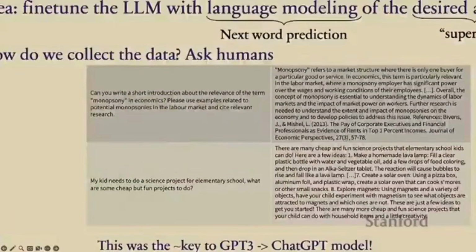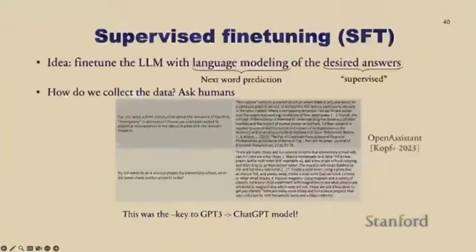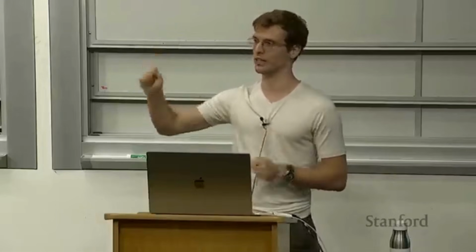So this is an example. Let's read this one. Can you write a short introduction about the relevance of the term monopsony? And then it says monopsony refers to a market structure, blah, blah, blah. And it's a human that wrote that. Actually, this is Open Assistant, which was a way to collect data online from humans. So this type of supervised fine-tuning or alignment is really the key of ChatGPT. This is what made the big jump from GPT-3, which was mostly something that was known by AI researchers, to ChatGPT, which became known by basically everyone.